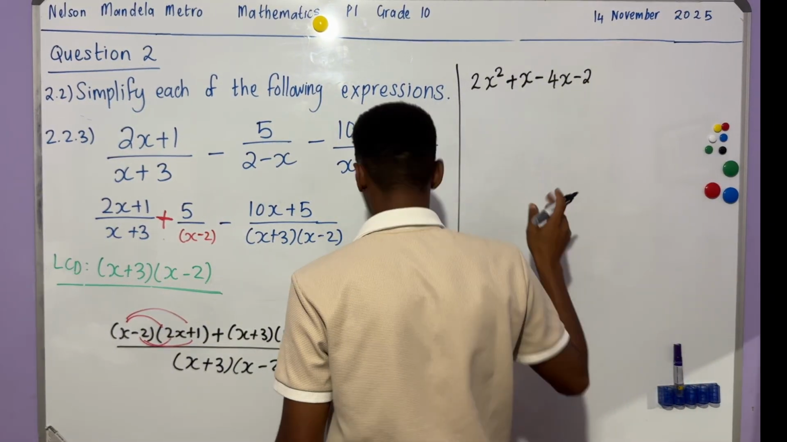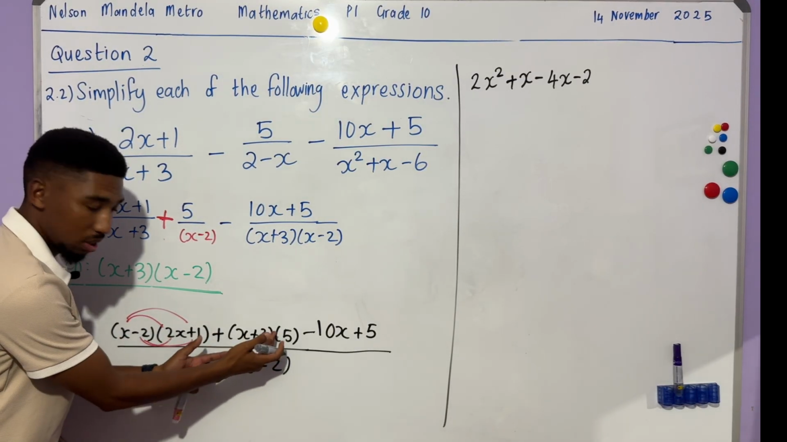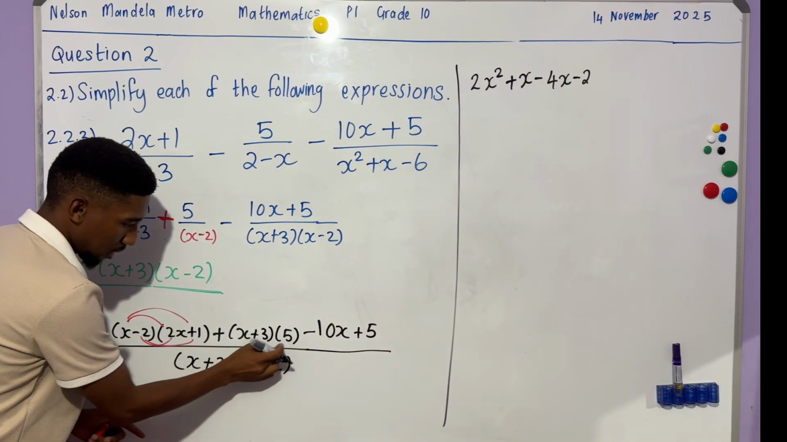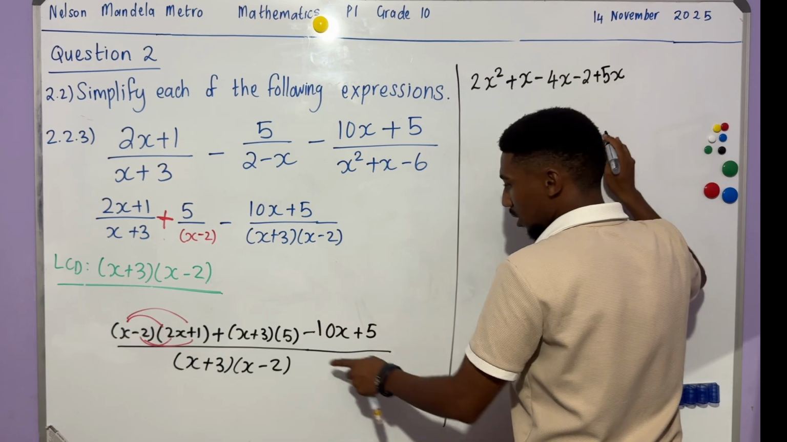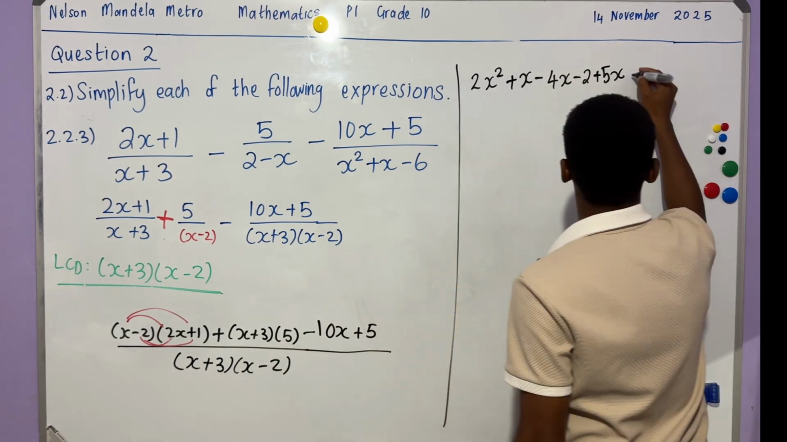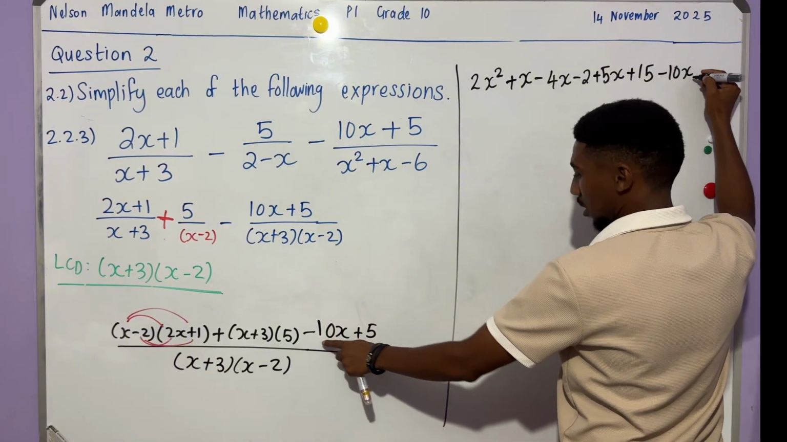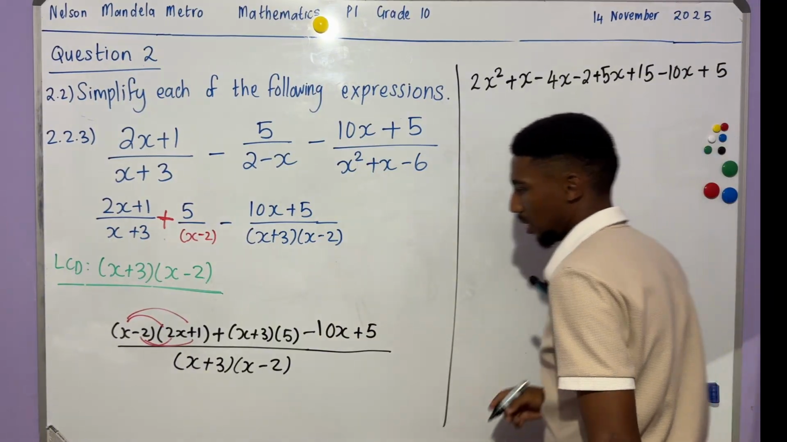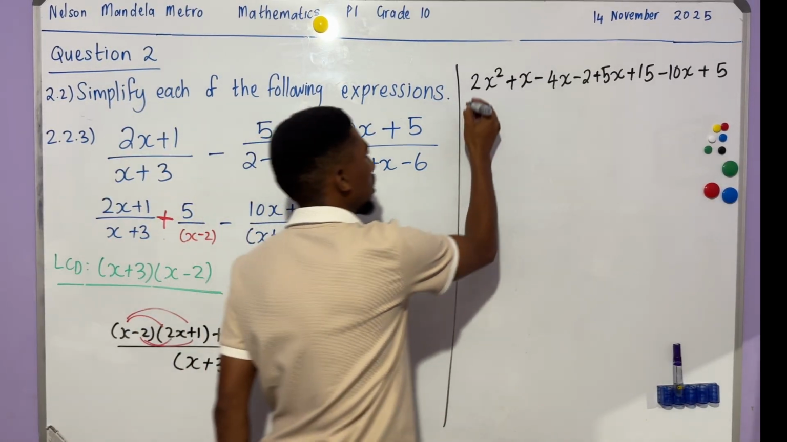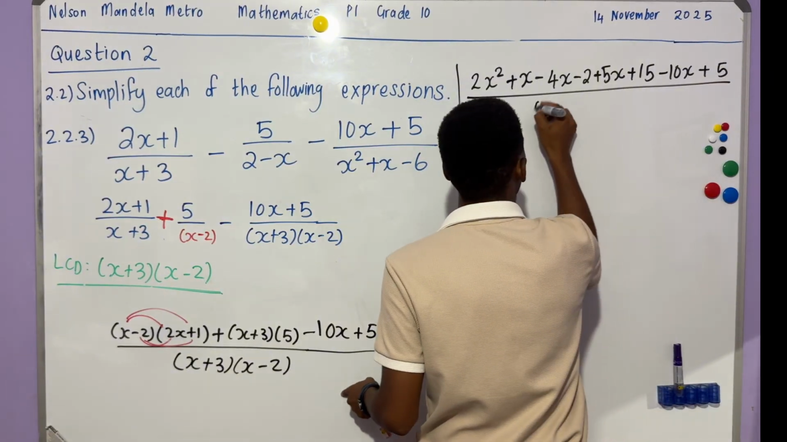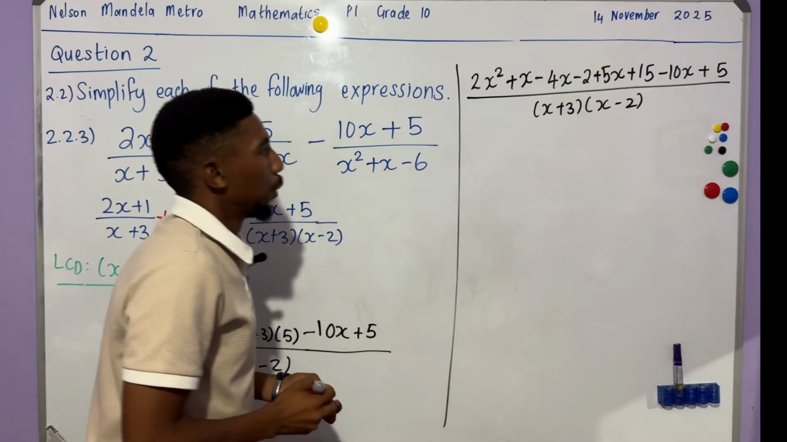Maybe we're going to run out of space. Then we have, the order here doesn't matter, hopefully you are not confused, x multiplied by 5, which gives us plus 5x, and then 3 multiplied by 5, which gives us plus 15. Then we have minus 10x plus 5. Sometimes you guys forget to bring this along, right? So that is all over, still staying with us, x plus 3 brackets x minus 2.